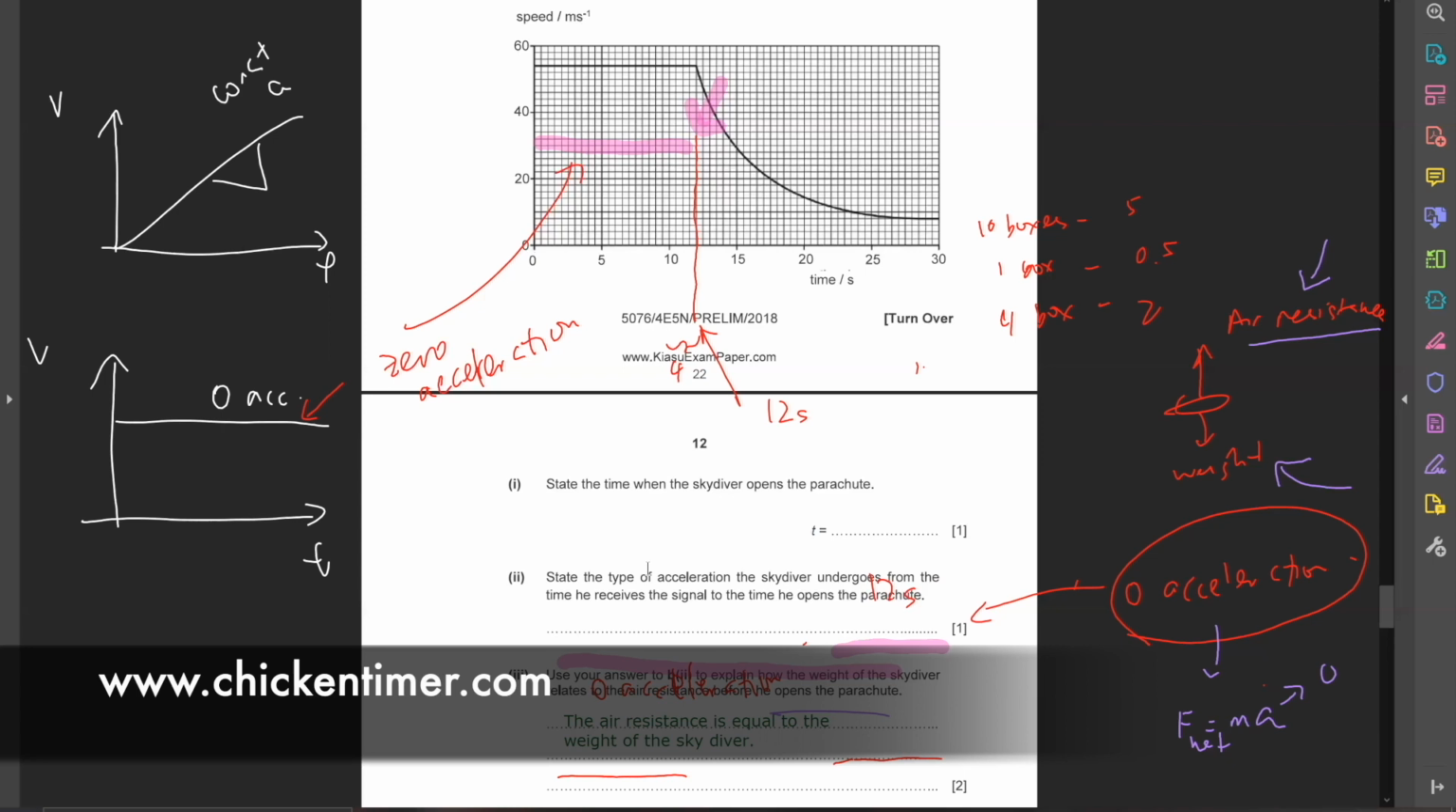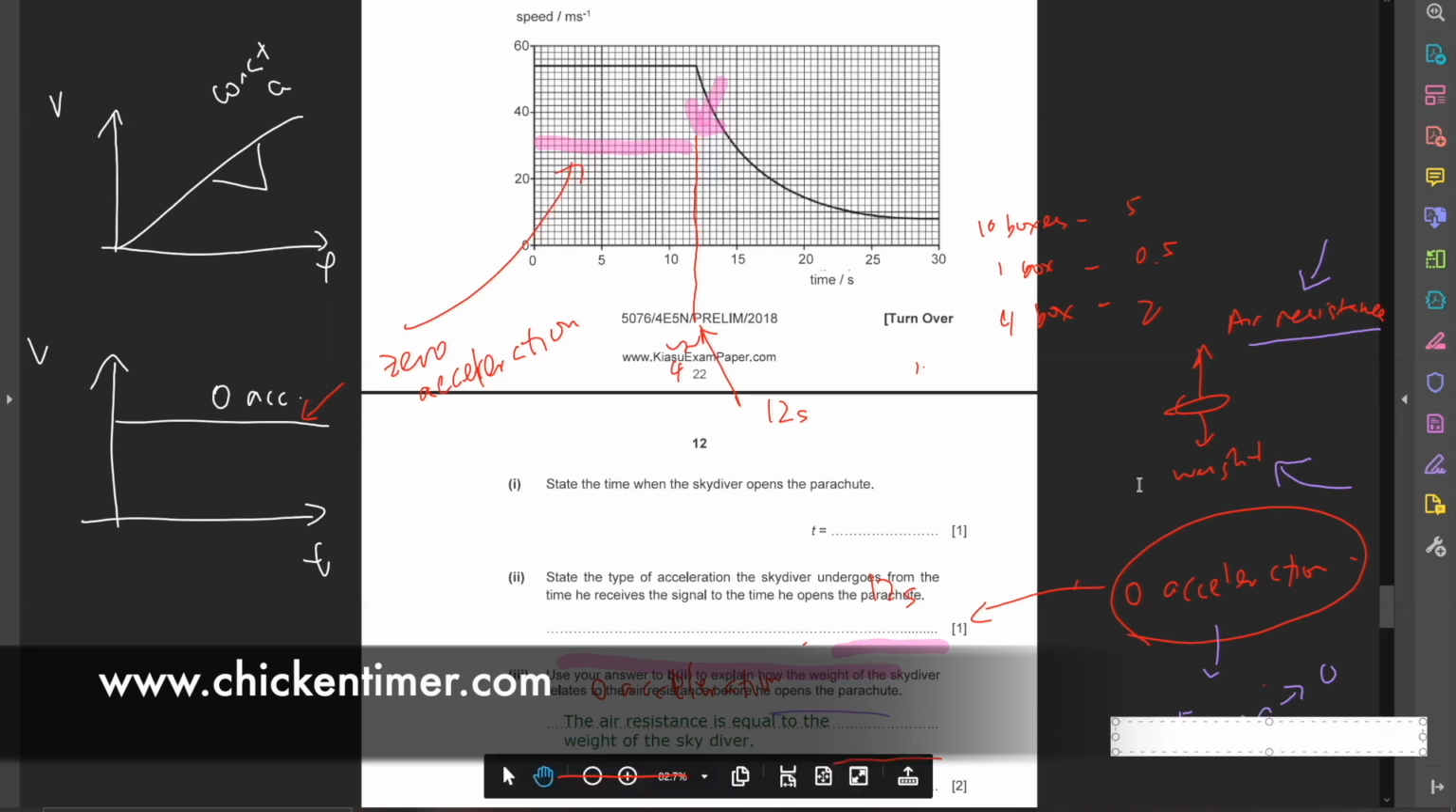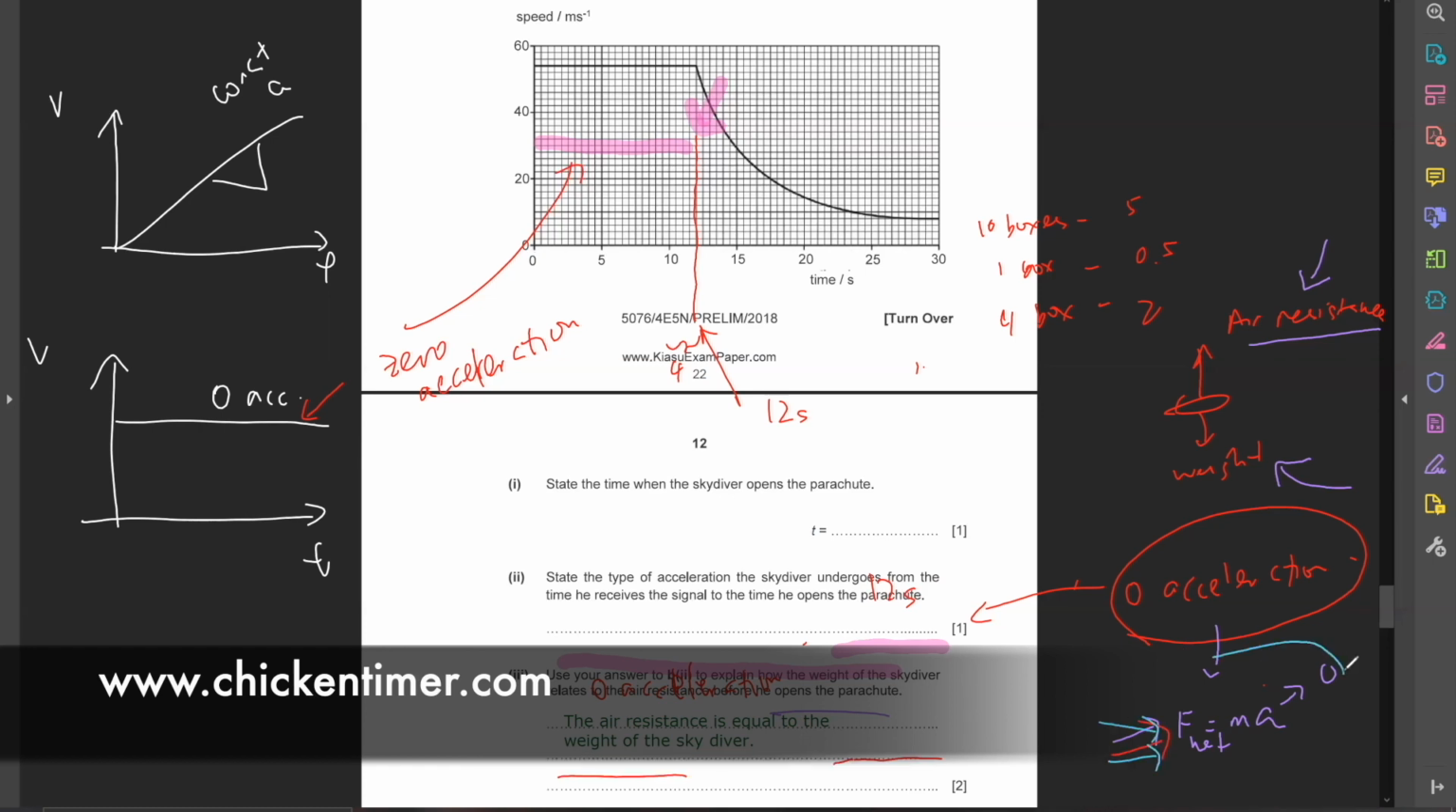So explain this relationship. The air resistance equals the weight of the skydiver. Why? This is the relationship. Then you have to explain. So repeating whatever I wrote is not explaining. If you want to explain, you will have to make use of this. Write something based on this. So you start from acceleration equals 0. So what does it mean?